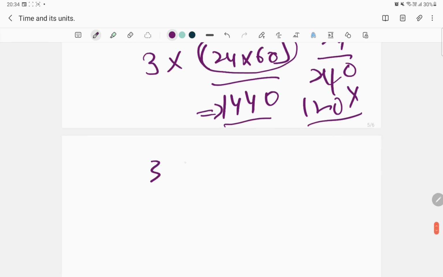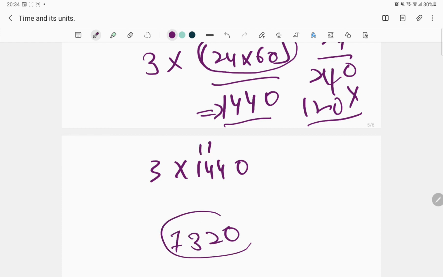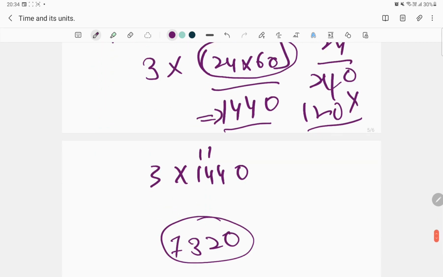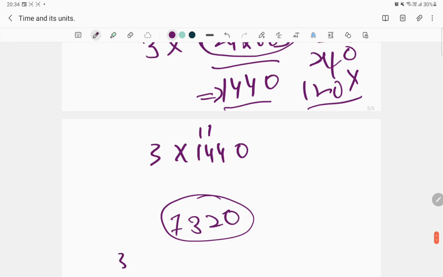Now if you multiply 3 times 1440, you will get a value of 4320. And what is this? This is the number of minutes in 3 days. So in 3 days, we have 4320 minutes, M-I-N, and no dots after that.